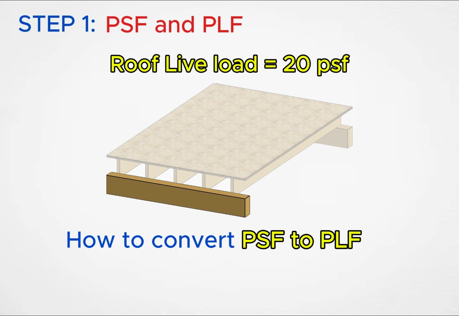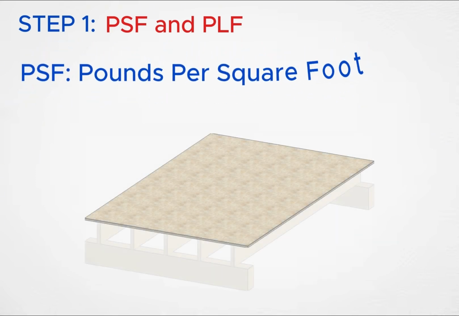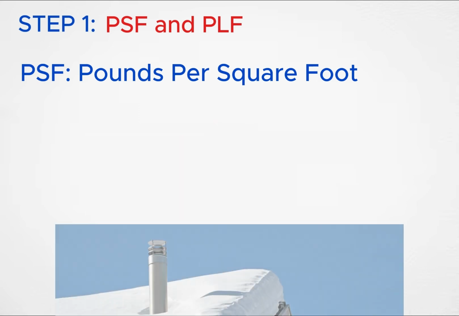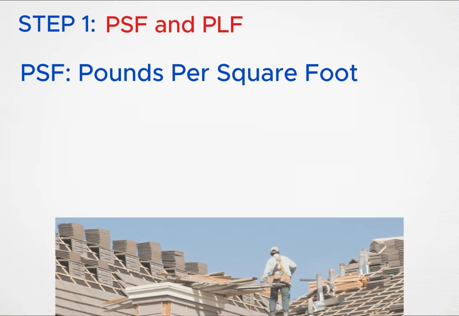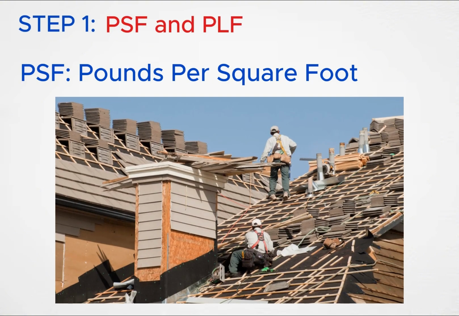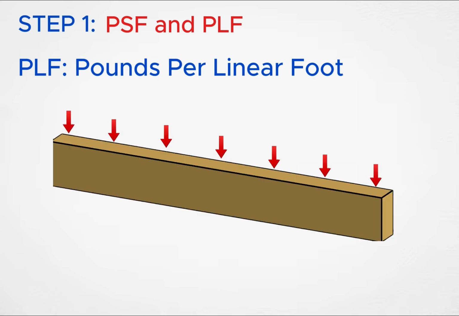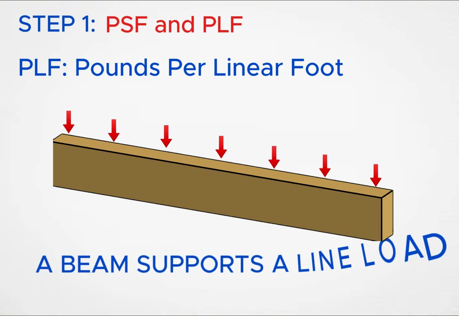Before we answer that, let's quickly understand what these terms mean. PSF stands for pounds per square foot. It's a load acting over an area. Think about snow covering a roof, or roof live load acting across the roof surface. Those loads are usually given in pounds per square foot. PLF stands for pounds per linear foot. Instead of acting over an area, it acts along a line. And that's exactly how a beam receives load. A beam doesn't directly support a roof area. A beam supports a line load.